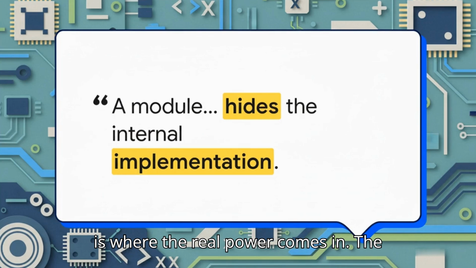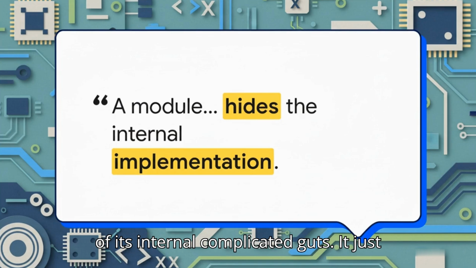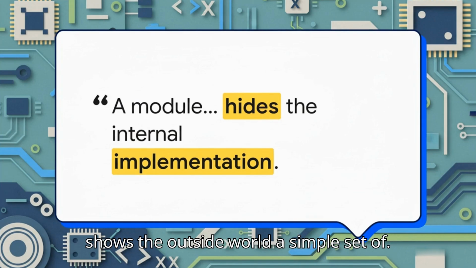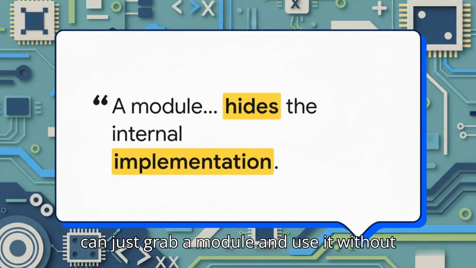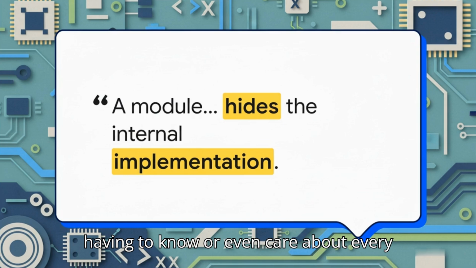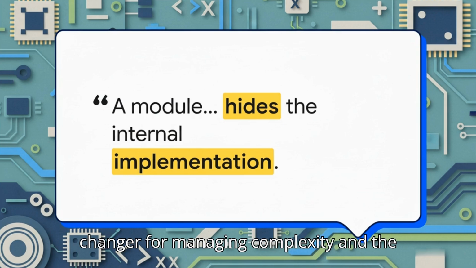The magic of modules is something called abstraction. A module basically hides all of its internal, complicated guts. It just shows the outside world a simple set of inputs and outputs. So as a designer, you can just grab a module and use it without having to know or even care about every little wire inside of it. It's a game changer for managing complexity.